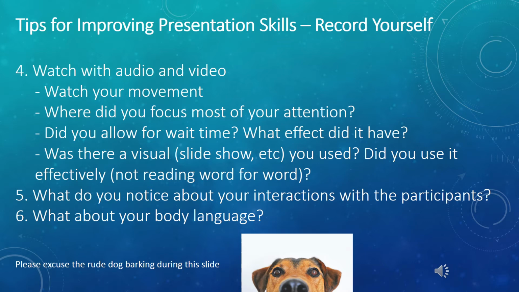What did you notice about your interaction with the participants now that you can see the movement, the visual, and the auditory together? Was it appropriate? Is there something you would like to do differently when you interact with the participants? And lastly, what about your body language? What did that look like? Did it look as if you were welcoming participants or encouraging them to be a part?